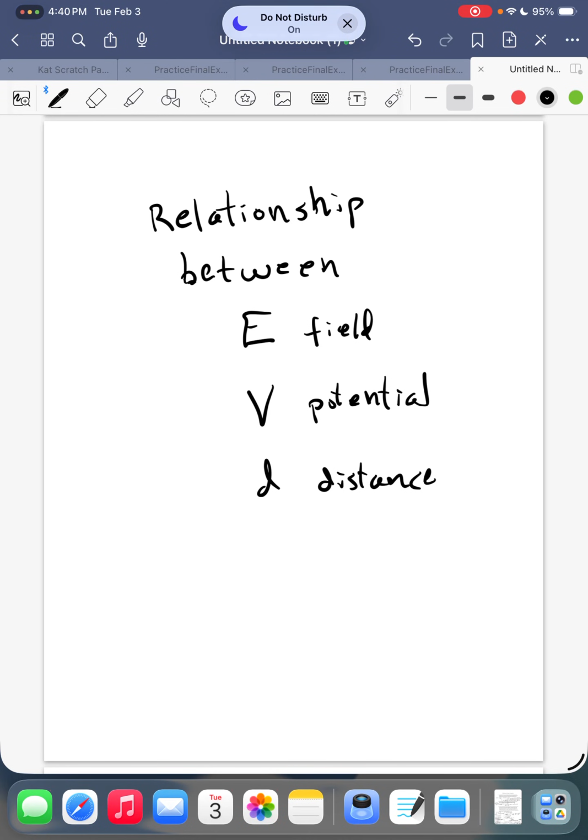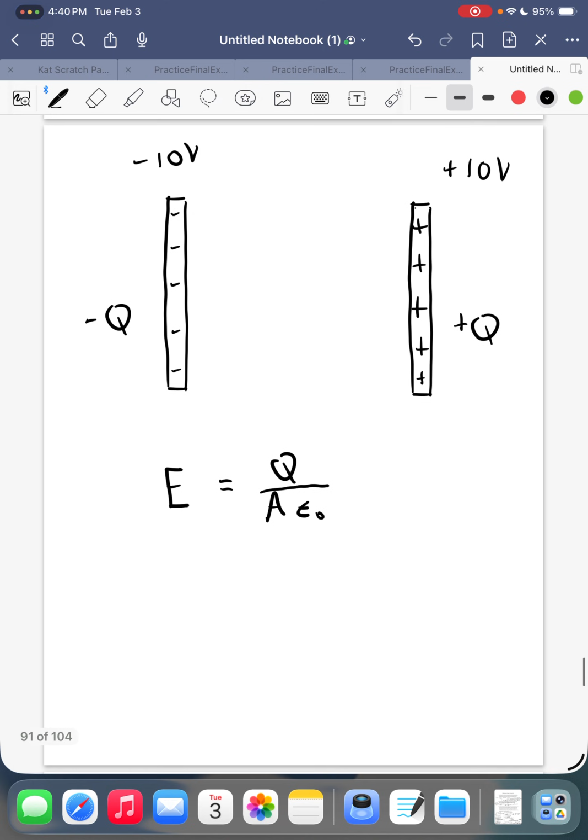Hello. Many people have asked me about the relationship between the E field strength, the potential strength, and distance. And there is actually a simple relationship between them. I'll try to explain that and give you some intuition for it here in this video. So let's get started. Let's imagine a situation like this where we have two plates.